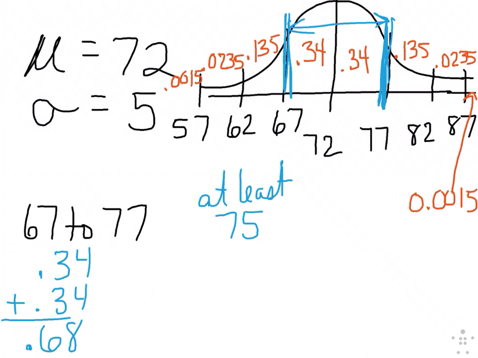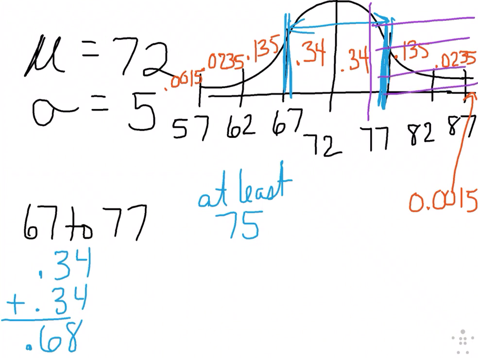Yeah, it's somewhere in here. Probably a little closer to 77, a little bit, right? So it's right about here. What does "at least" mean? Greater than or equal to. So if I put a purple line where 75 is about, I need everything above this way.